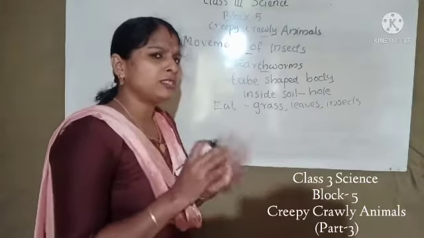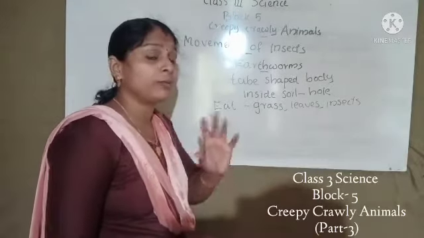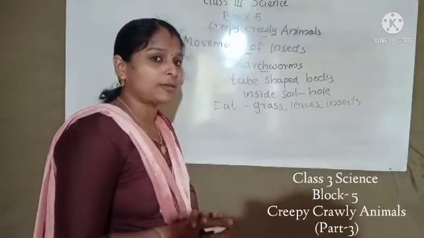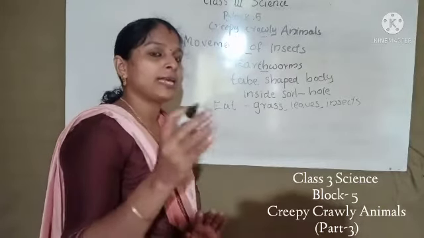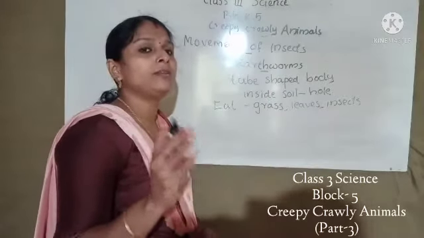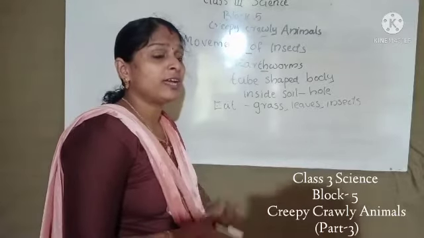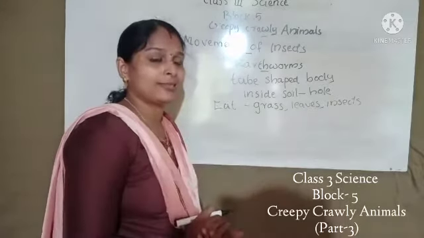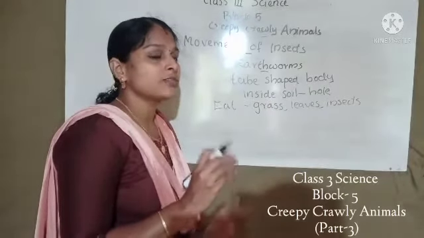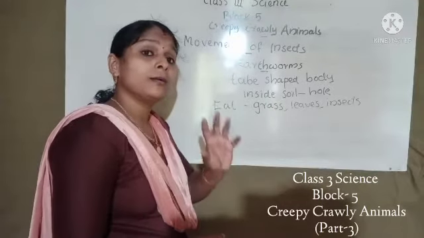Then we know it is different from insects. How is the body of earthworms different from the body of insects? We studied that an insect's body is divided into three parts, right? Yes, head, thorax and abdomen. But the earthworm's body is not divided into head, thorax and abdomen. Another difference is that earthworms do not have legs, but insects have 6 legs. That is the difference between the body of earthworms and insects.